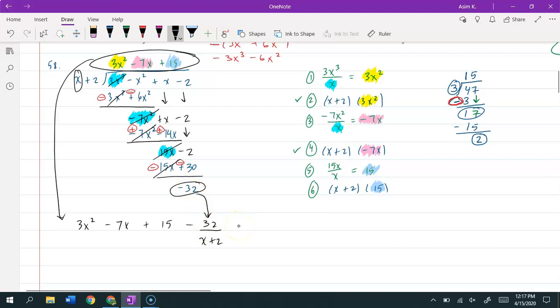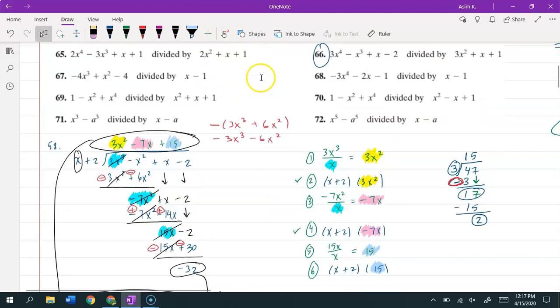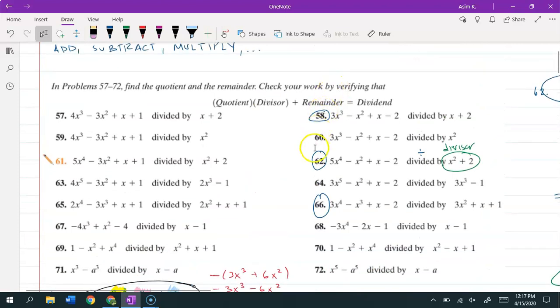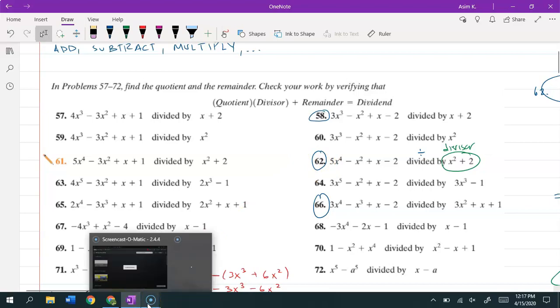And so the final answer to the question, you guys are looking at it right over here, and that's your final answer. Okay, so I did number 58 for you, and in a different lecture, which I will connect to this lecture, inshallah, you guys will get to hear number 62.